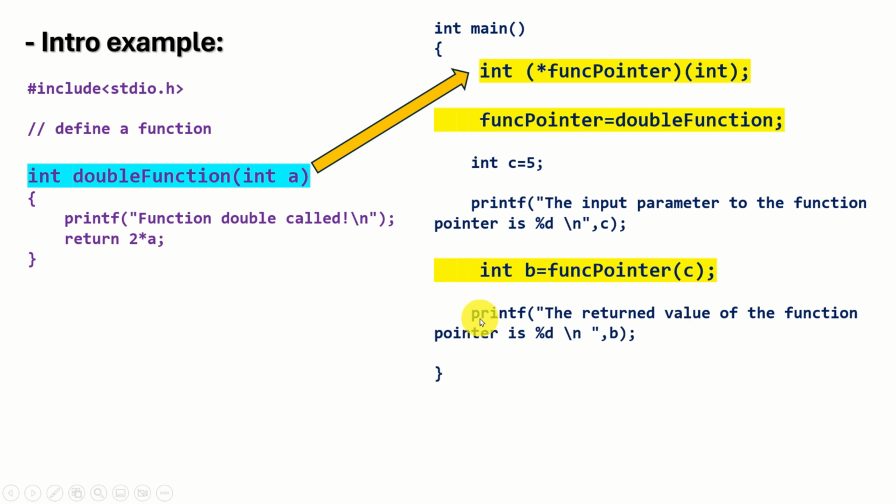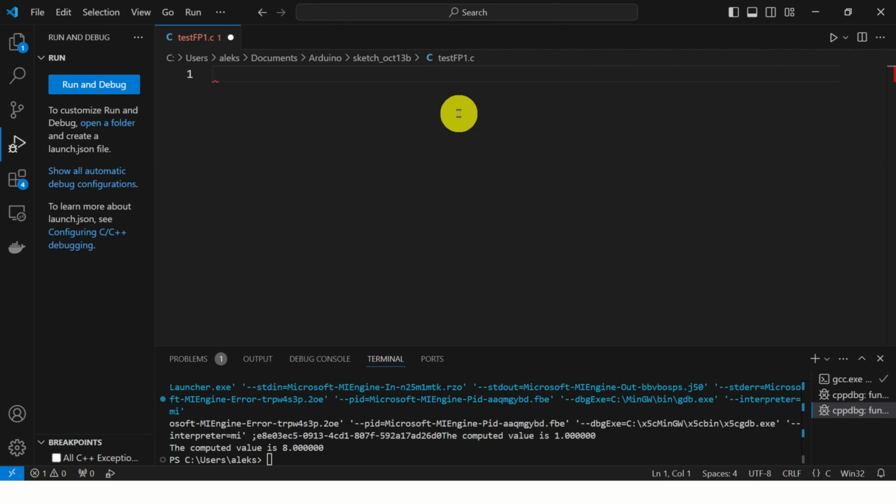Let's implement this code. Okay, so let's start with coding. First of all, let's include stdio.h. So let's type include, and then let's include stdio.h. Here it is, and let's define our function.